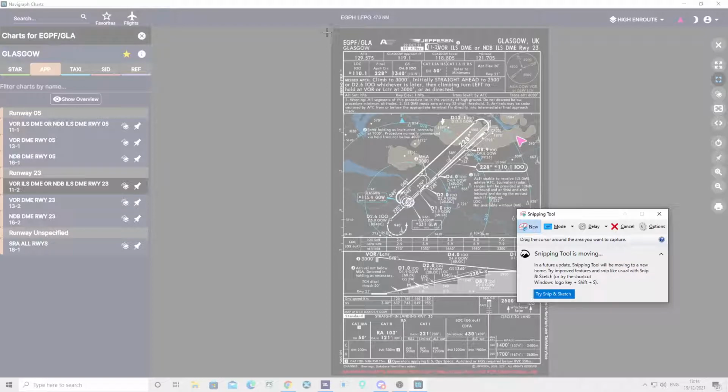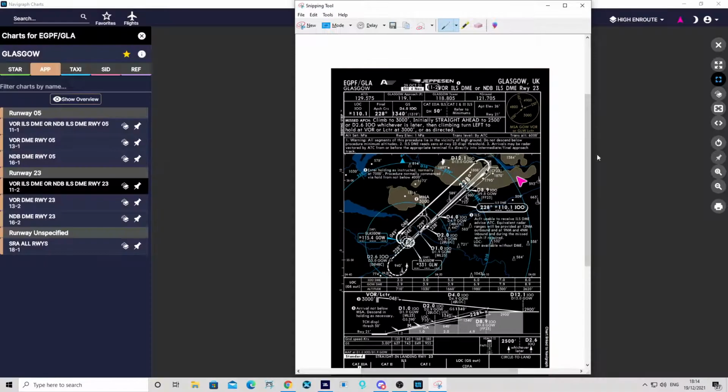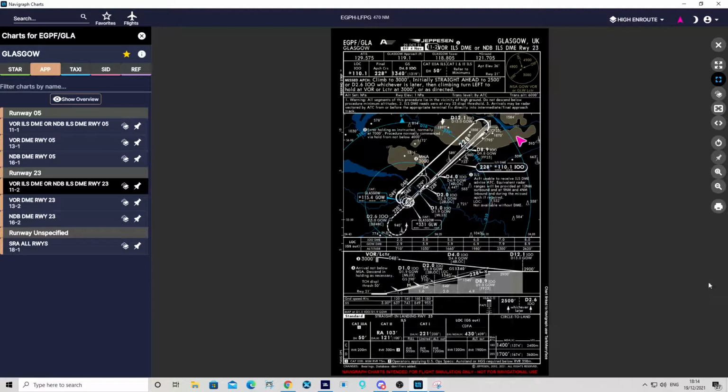Let me just copy that now so I can send it to Albert. I hope you're okay with dark mode. No, that's okay. Okay. So, oh look, that's cheating.